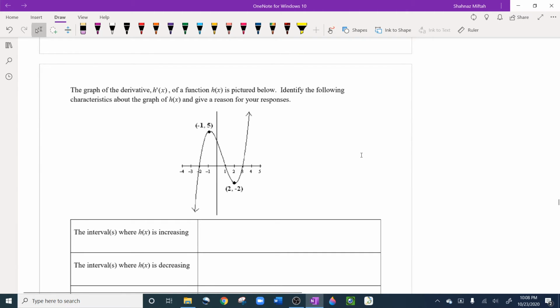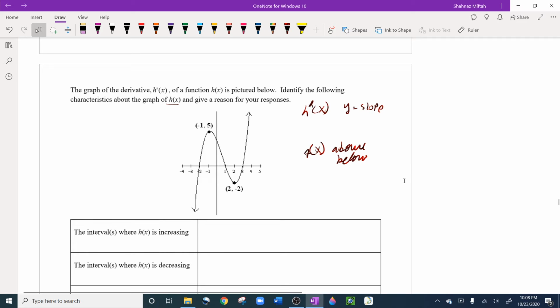The graph of the derivative h prime x of the function hx is pictured below. This is h prime x. When you mark this h prime x, make sure that you write with it that y is a slope. Every y value is a slope. Identify the characteristics of hx. Give a reason for your responses. And also h prime x, when the question is asking about the f function, then it means I have to look above the x-axis and below the x-axis, above and below the x-axis.